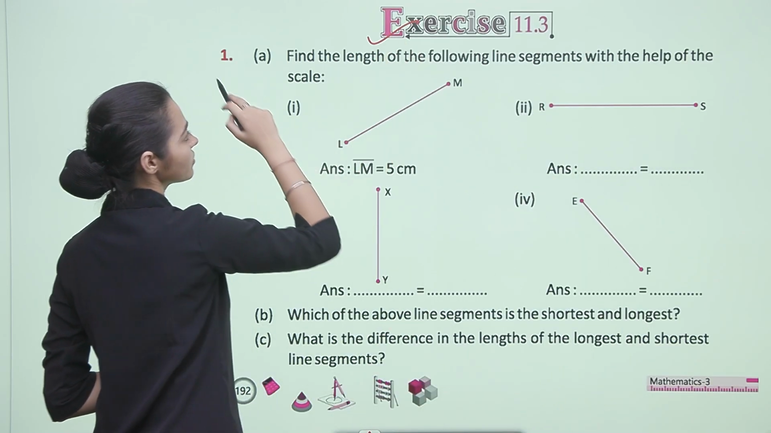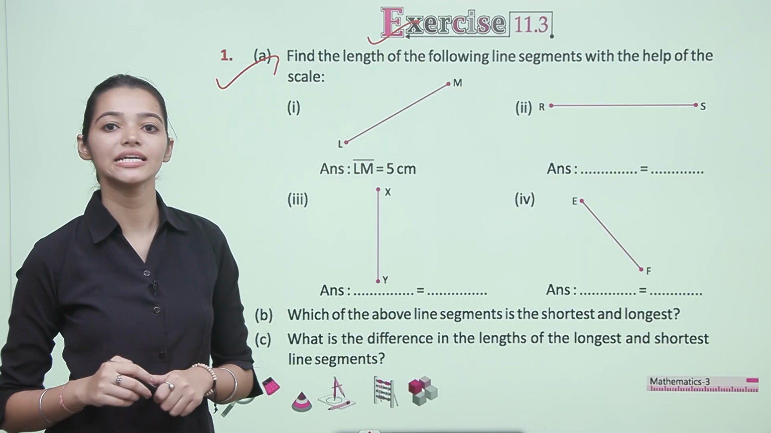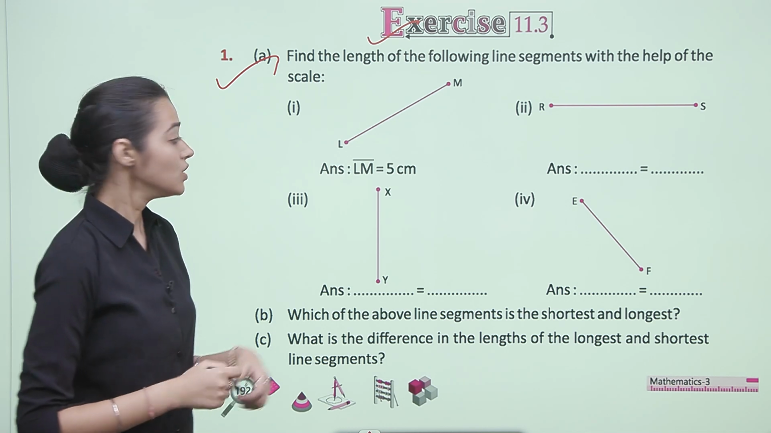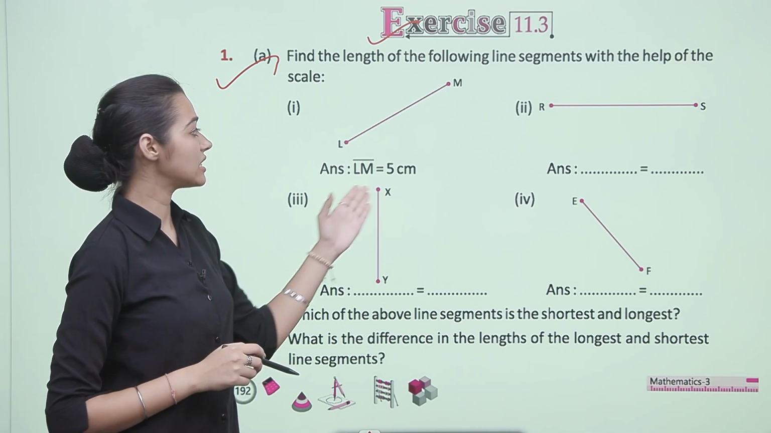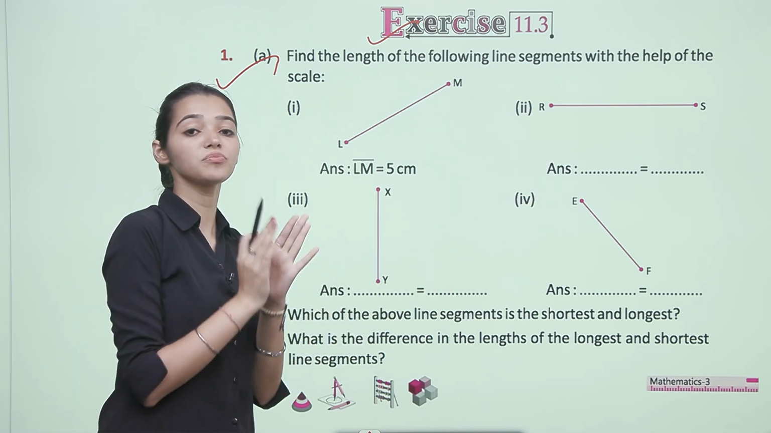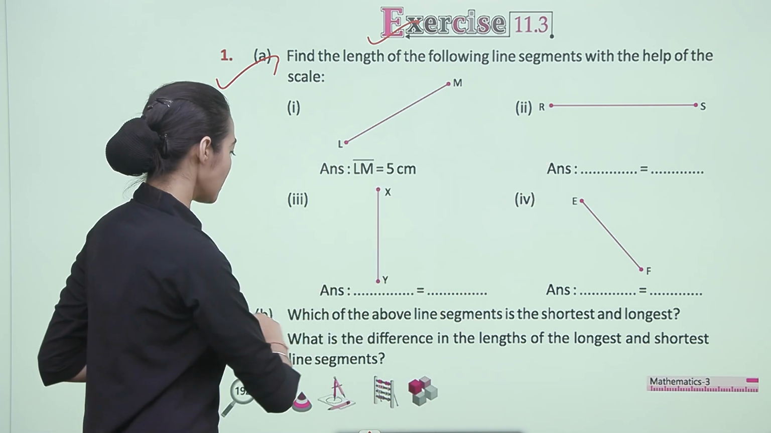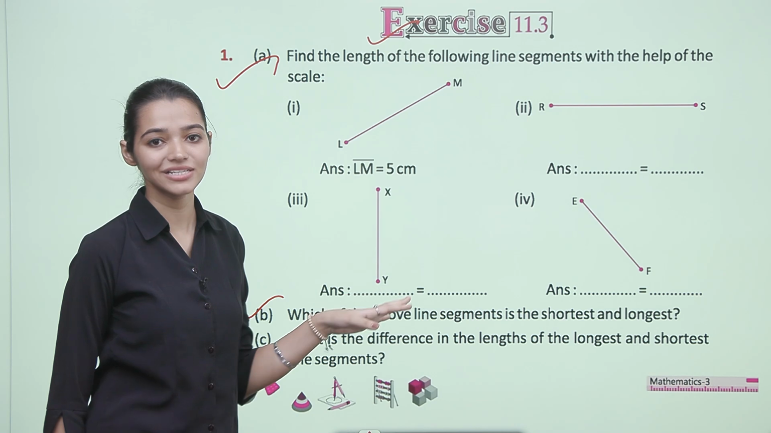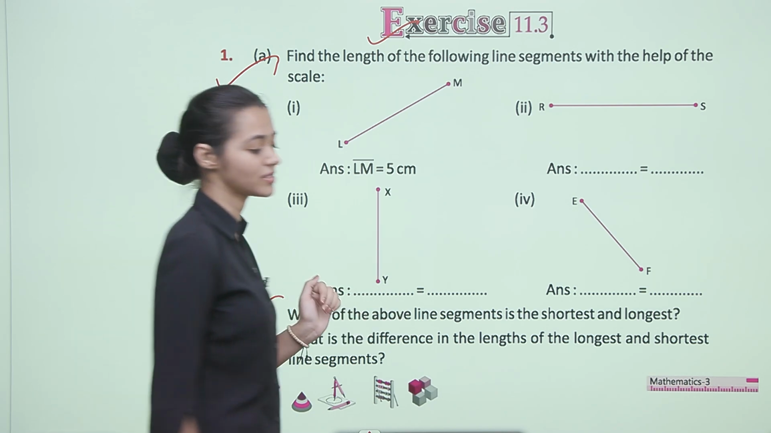Let's start with exercise 11.3. In the first part, we have to find the length of the line segment with the help of the scale. So here we have written that the length of this is 5 centimeter. That's how you have to find the length. You have to measure it with the scale. Now the next one, which of the following has the shortest and the longest, you have to do it by yourself.